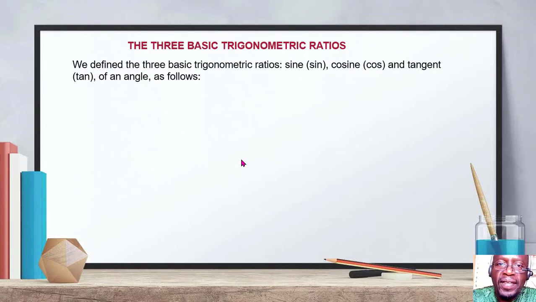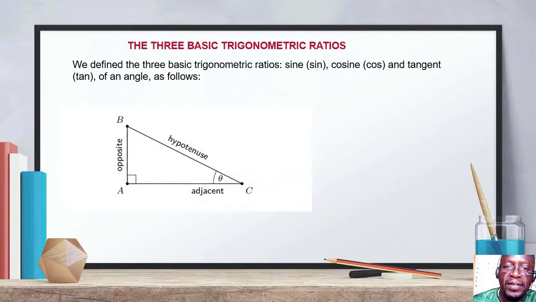We defined the three basic trigonometric ratios as sine, abbreviated sin, cosine, abbreviated cos, and tangent, abbreviated tan, of an angle as follows. Consider the right angled triangle. In this right angled triangle is an angle which we've called theta.